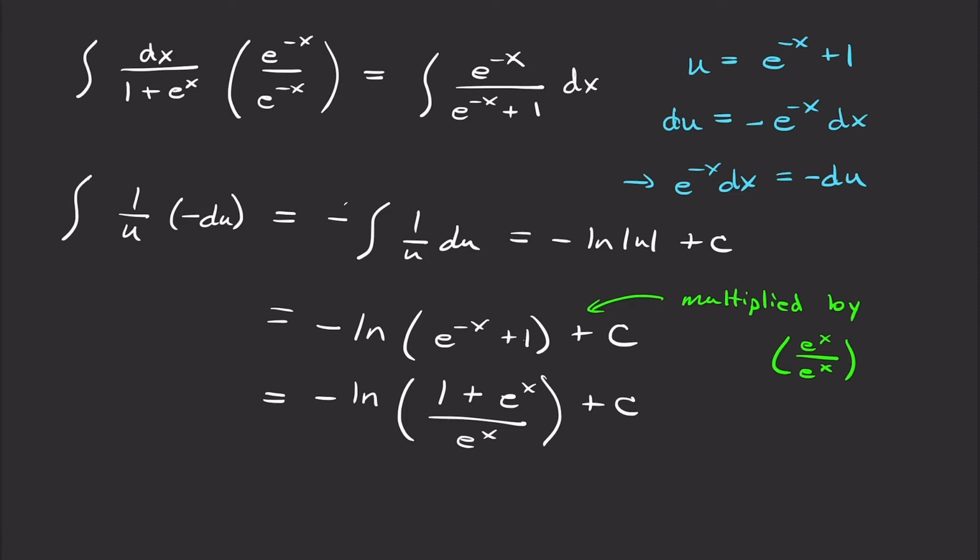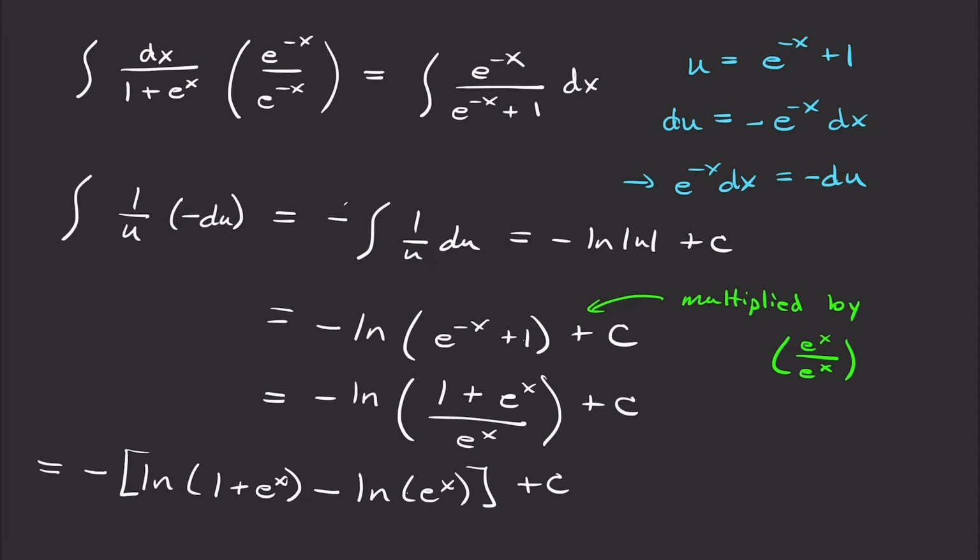And now, again, we can use our properties of natural logs. And so this is the natural log of a quotient. So this becomes minus the natural log, so we can separate this. I'll use maybe some brackets. Minus the natural log of the numerator, 1 plus e to the x, minus the natural log of the denominator, e to the x, plus c.